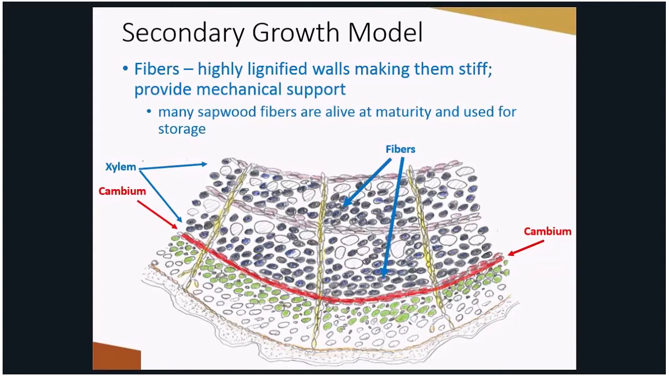Fibers are what we think of as wood fiber. They are highly lignified, so really, really stiff cells that are non-living and provide mechanical support for the tree. So they support that heavy trunk, and all the branches and limbs and leaves and everything else of the tree are supported primarily by these fibers. And actually sapwood fibers, so fibers that are outside the cambium layer, are alive at maturity and used for storage of energy within the tree at times. So they do have another function before they become the heartwood, that's the inner part of the tree. They can actually store some energy for use.